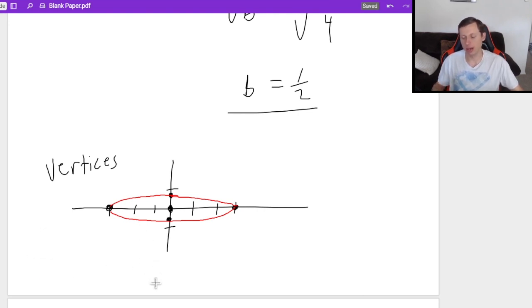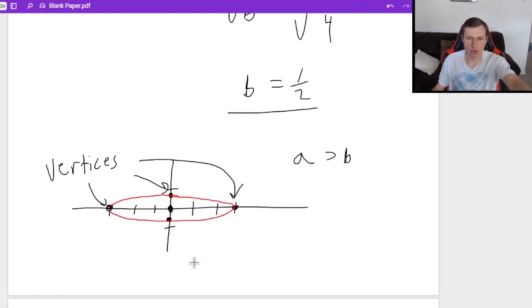As you can see, very horizontal. That's because a was greater than b, and the vertices are here and here. I know there's also vertices here and there, but typically we don't draw those because we care about the semi-major axis, because that's where all the fun stuff happens, not the semi-minor axis. And then the last question is, how do we find the focus? So one thing I actually didn't tell you is how to find the focus.